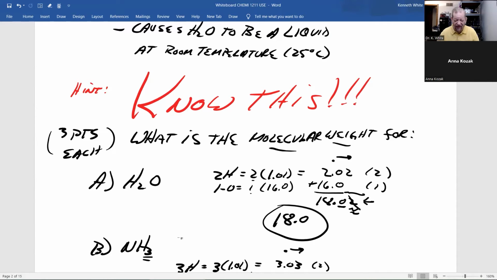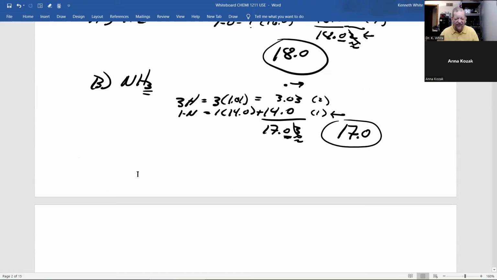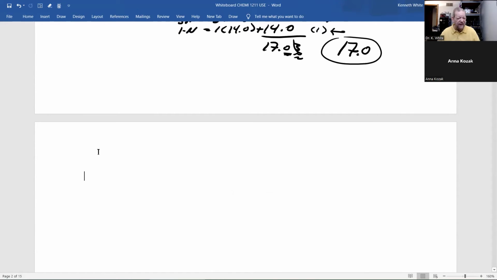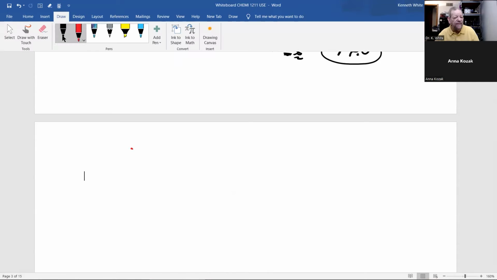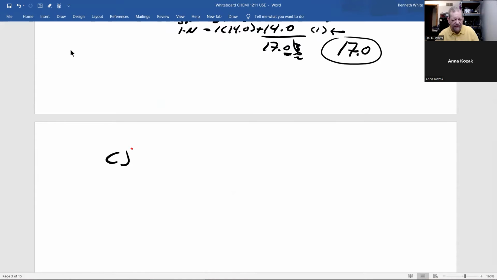And let's see, do I have another one? I think I had an important one. Sodium hydroxide. Now, how do you calculate the molecular weight? It's the sum of all atomic weights. There's only 1 sodium, 1 oxygen, 1 hydrogen. We've already learned this is 16.0, this is 1.01.